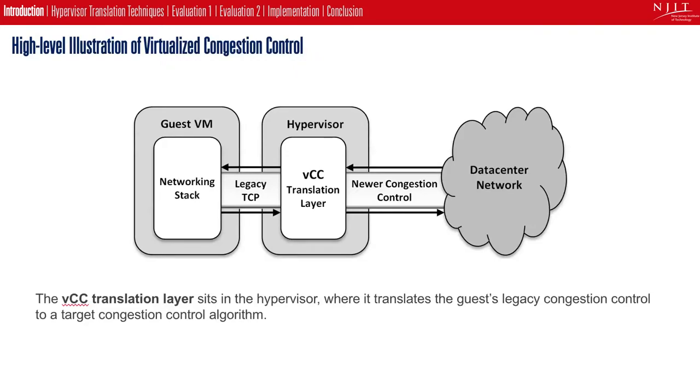Here we can see the VCC translation layer is sitting in the hypervisor, while it translates the guest's legacy congestion control to a target congestion control algorithm. In other words, the guest congestion control algorithm is an overlay algorithm, while the hypervisor translates it transparently to the underlay algorithm used in the data center network. The hypervisor will do the translation between the new congestion control algorithm and the old congestion control algorithm.